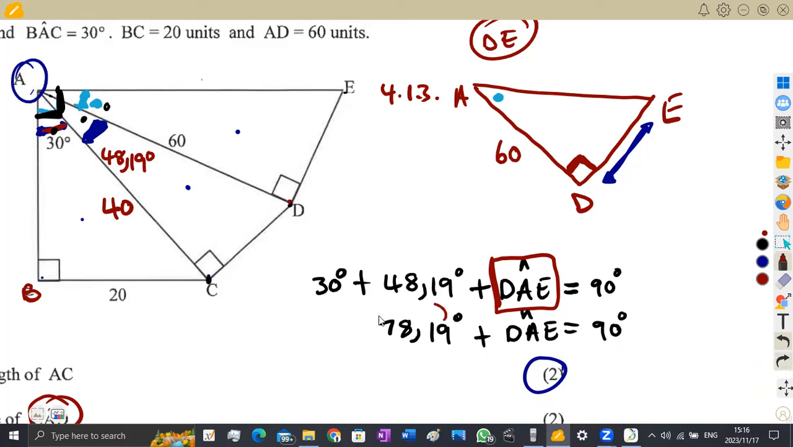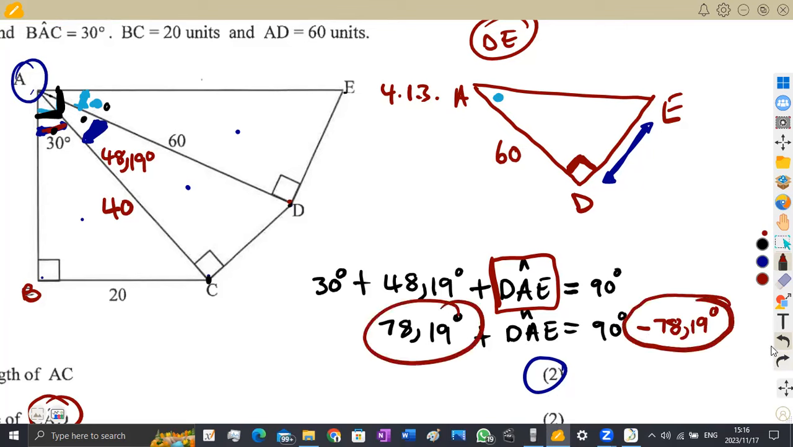It is a positive here. So the moment you take it this side, it is going to be a negative. So you're going to subtract 78,19 degrees on this side, all right? So this one, you take it to this side, you subtract it on the other side, all right? So that means you are going to remain with the angle DAE, all right?